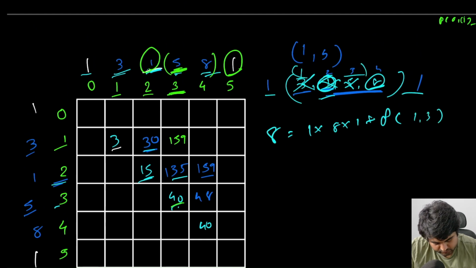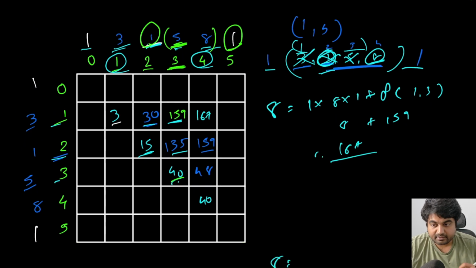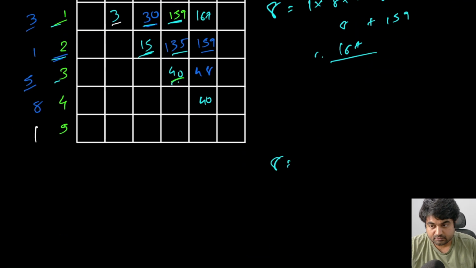So for range 1 to 3 the value is 159. So 159 plus 8, this would become 167 that we would store over here, and this is what we are looking for: what is the maximum value we can generate between range 1 to 4. That would be 167, so we can return that as the answer. I know this was a super long video, perhaps the longest one that I did for dynamic programming, but it's an important one. Now let's analyze the time complexity.